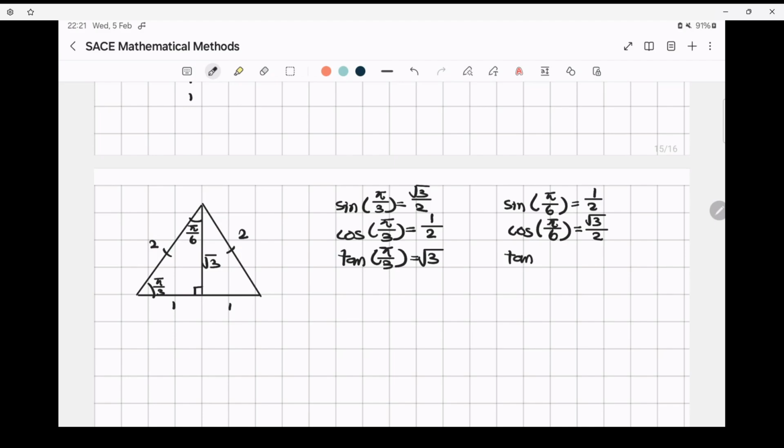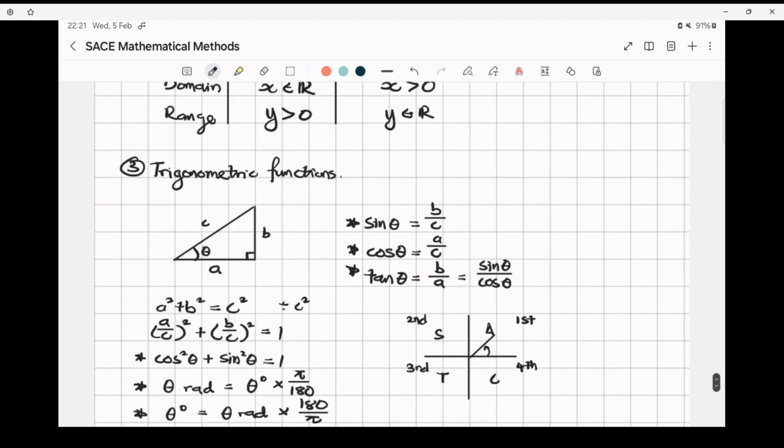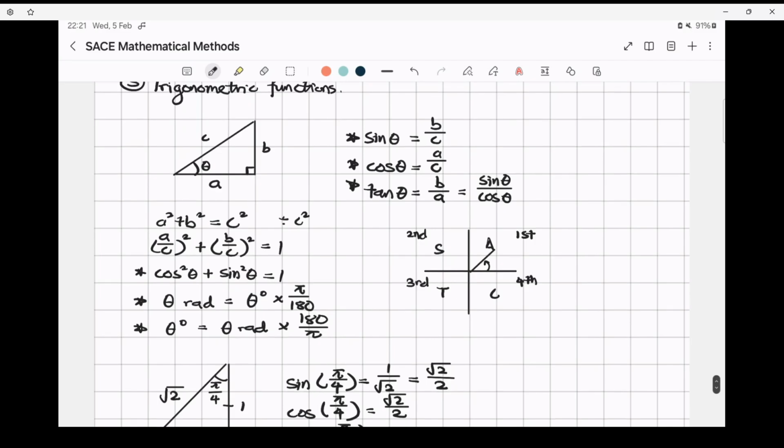So tangent pi over 6 would be 1 over square root 3, which is also equal to square root 3 over 3. So then you can compile all the list of special angles that you have over here. So those are the very basic fundamentals that you should know by now.